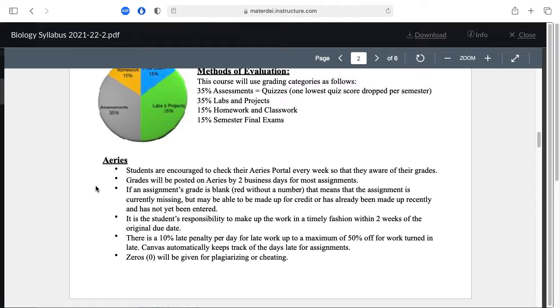Canvas automatically keeps track of this, so stay on top of your due dates. And Canvas makes it sort of easy. But a lot of students will keep a paper to-do list. They used to require it at the bookstore. It was a daily planner.